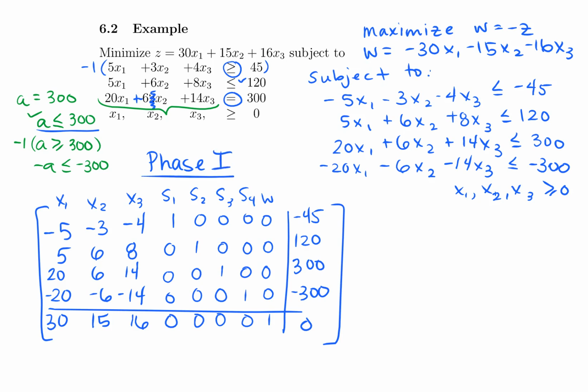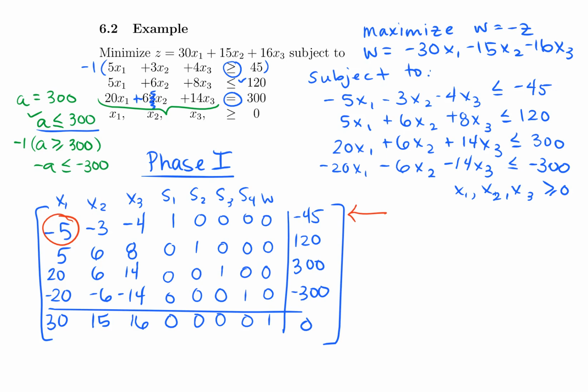Now the way this is going to work, you pick any negative number from the constants column, and that's going to determine your pivot row. So I chose to use the negative 45, and then you pick any negative from that row, and that will be your pivot element. So I could have chosen negative 5, negative 3, or negative 4. I chose negative 5 because it will divide 45 evenly. Okay. Now, there's no correct choice as long as you choose a negative number that's in the pivot row.